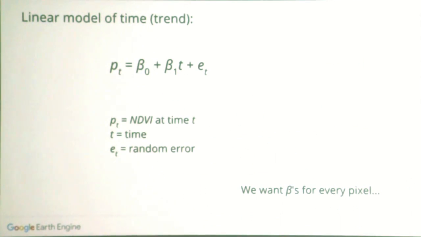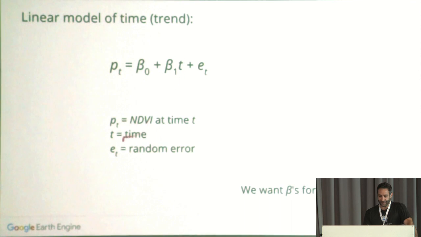So what does that mean? Specifically, what we want to compute are the betas in this very simple linear model. So here, P stands for pixel. And in this example, it's NDVI. And T is just time, and we might want to measure that with different units. And the little epsilon here is just a random error, which will creep into our time series.